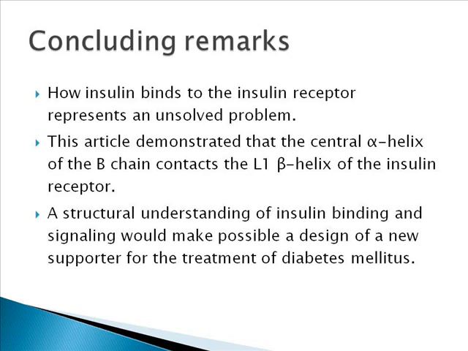After the discussion, we concluded that how insulin binds to the insulin receptor represents a major unsolved problem in structural biology. The present study has demonstrated that the central alpha helix of the B chain contacts the L1 beta helix of the insulin receptor. High affinity and low affinity contacts are defined at residues B12 and B16, conserved sites on the surface of this helix. Valine B12 and tyrosine B16 pack at the nonpolar dimerization interface of the free hormone and are likewise proposed to bind at the nonpolar surface of the receptor L1 domain.